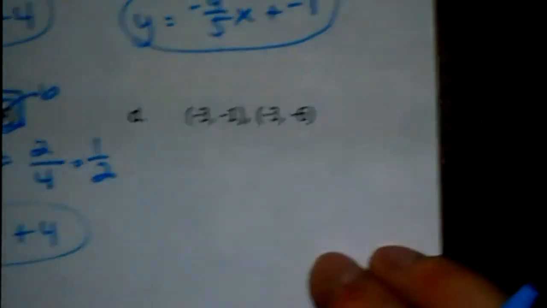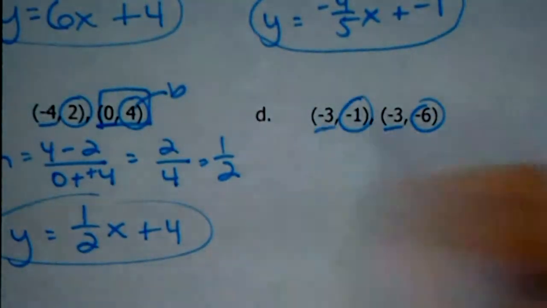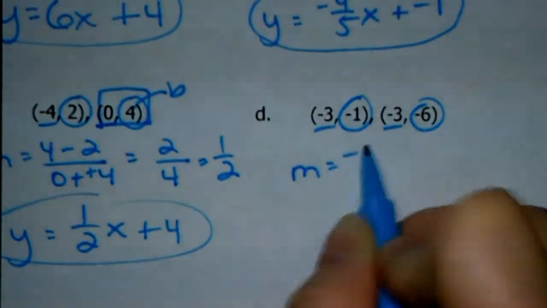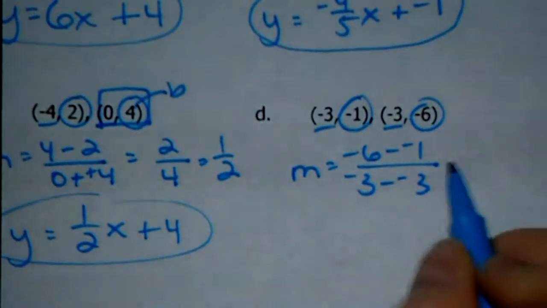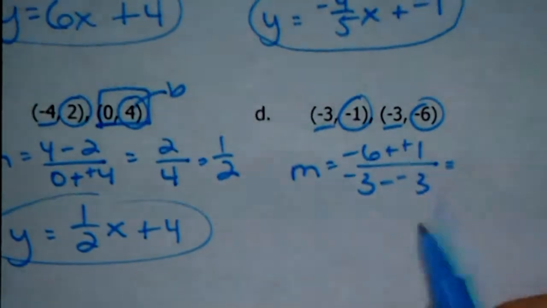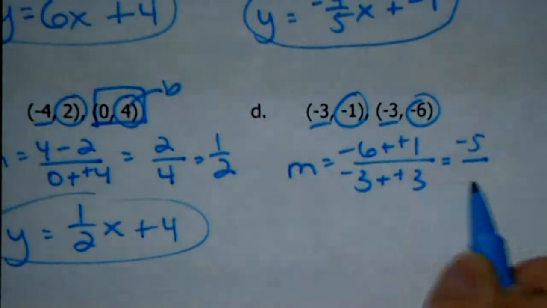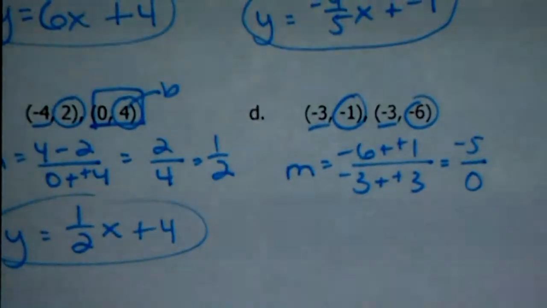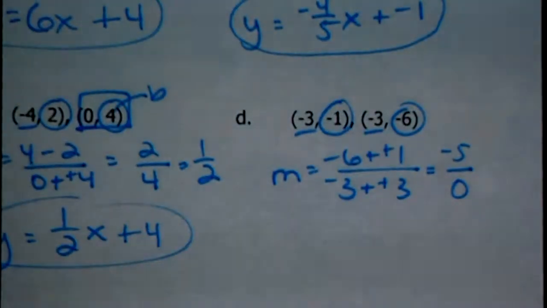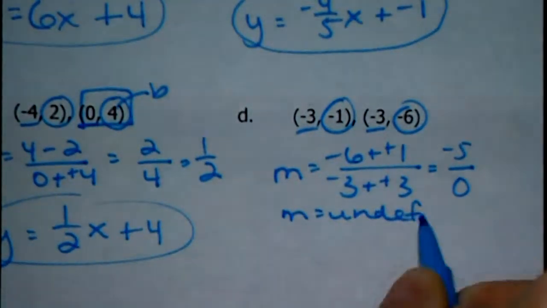Alright, last one, and then we're done with this lesson. I'm going to circle my y's, underline my x's. The slope is equal to y2 minus y1 over x2 minus x1. So, keep, change, change, I get negative 5. Keep, change, change, I get 0. Oh my goodness. Negative 5 divided by 0. You know what that means? That doesn't mean my slope is 0. That means my slope is undefined.